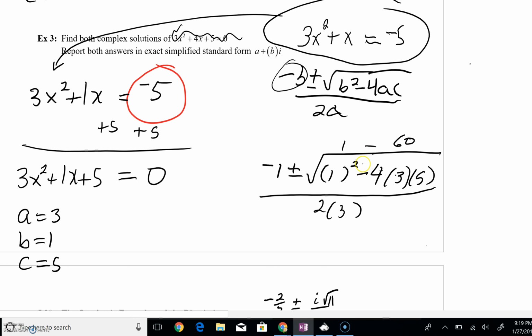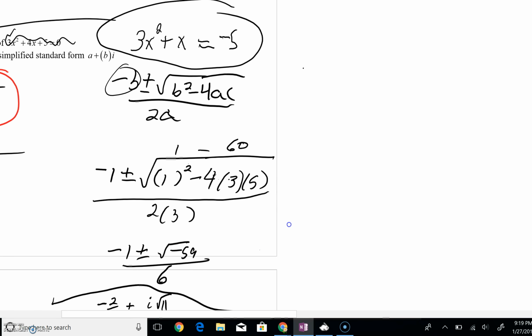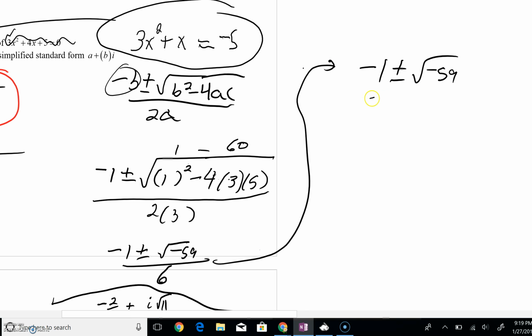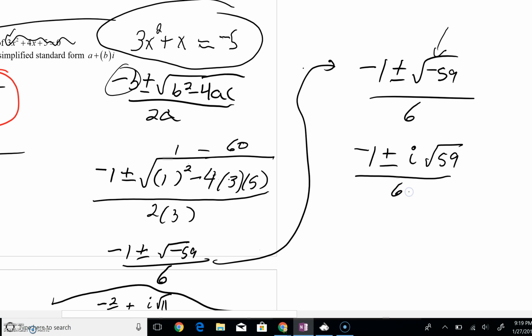And we can really see that we've got a negative 59 inside. 1 minus 60 is negative 59. Now, if I were to recopy that, I hope we remember that whenever we see a negative in here, we take out an i. Now 59 is actually a prime number, and we're not going to be able to break that down.